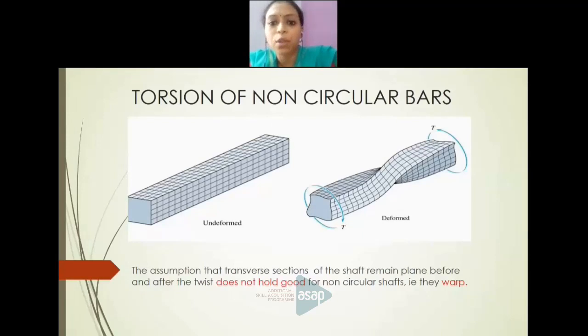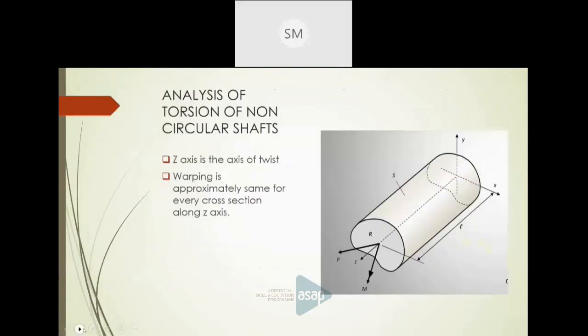In the case of circular bars, before and after twist, you cannot feel any difference. The transverse section before twist will be exactly the same as after twist. But here you can see the difference. The vertical lines are no longer straight after the twisting phenomenon. This twisting is known as warping in the case of non-circular parts. I think I just explained your doubt. Thank you, ma'am. We can proceed to the next section. Okay.